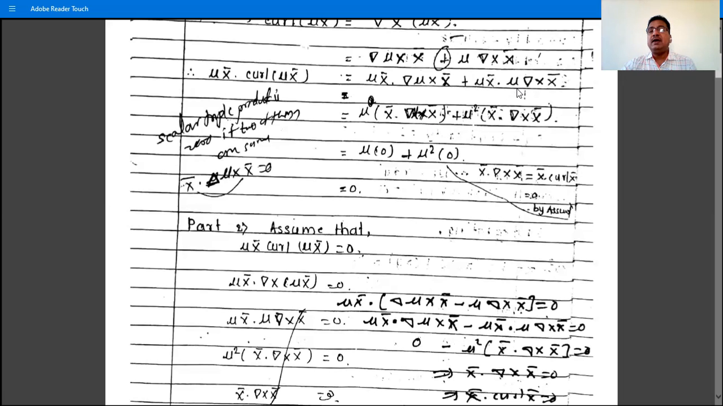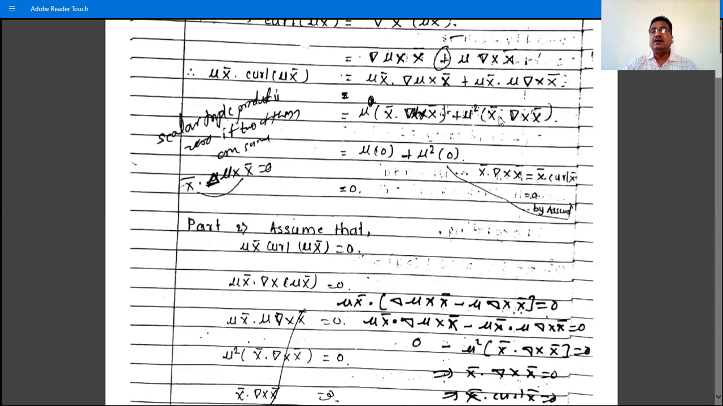And this is mu square X bar dot del cross X bar. This is equal to 0, because in a scalar triple product or box product, if two vectors are the same, then their scalar product is 0. So scalar triple product is 0 if two of them are the same. So this is the concept. And so X bar dot del mu cross X bar is 0.